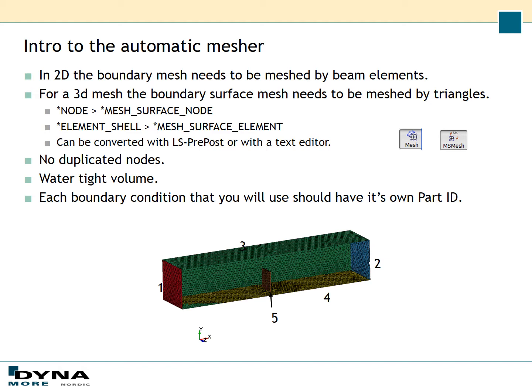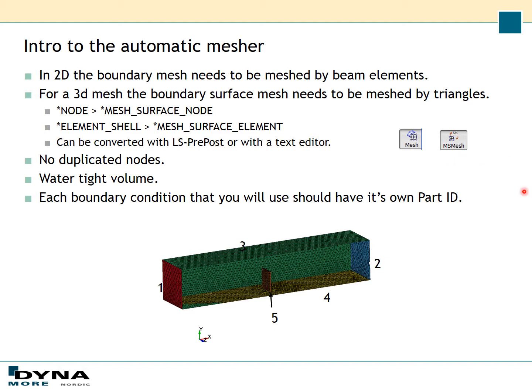And when you have done that, you have to convert the general LS-DYNA format from *NODE to *MESH_SURFACE_NODE and *ELEMENT_SHELL to *MESH_SURFACE_ELEMENT. You can do this with LS-PrePost or with a text editor. In LS-PrePost you click on Mesh and then MS Mesh, select the whole model and press Convert.